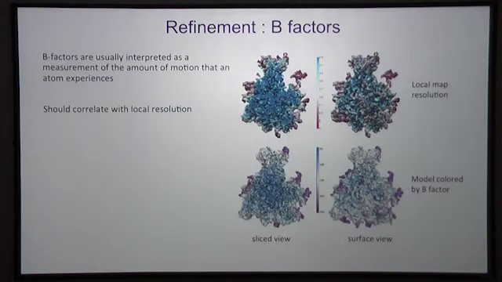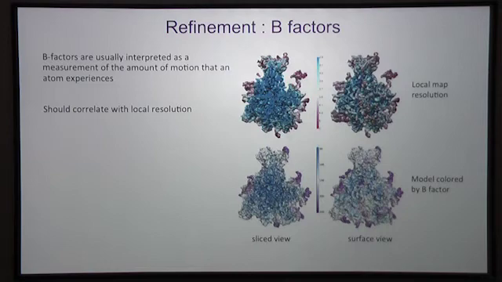Now, B-factors should correlate with the local resolution. So you can compare your model colored by B-factors with local resolution just as a kind of sanity check, to make sure that what the refinement is doing matches what your local resolution looks like. And this really is a form of validation, which is comparing what you've done with what you expect to have happened.